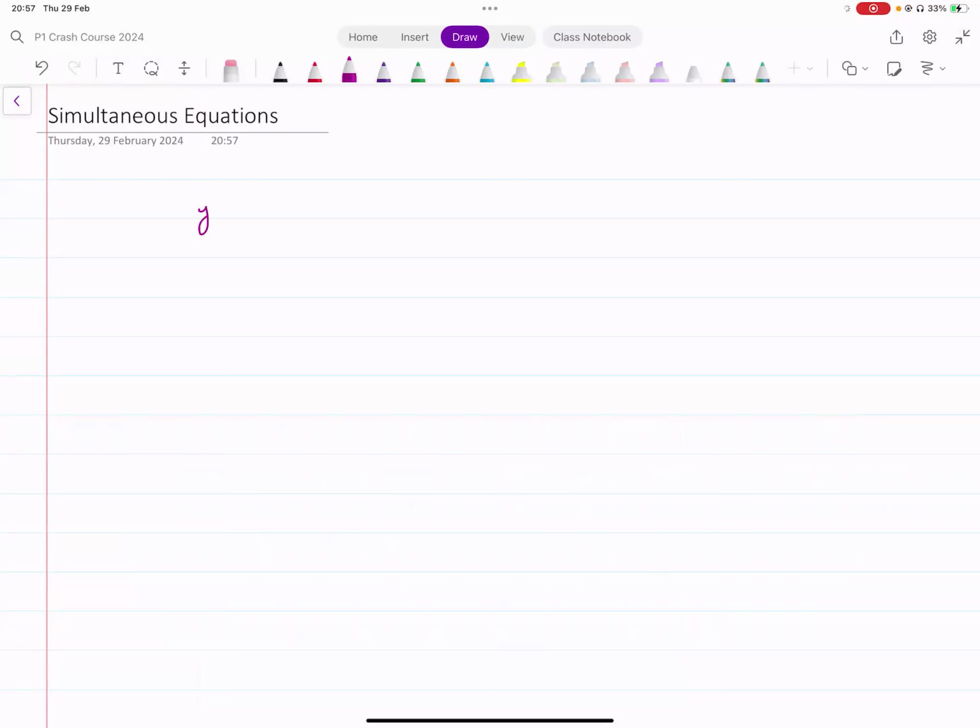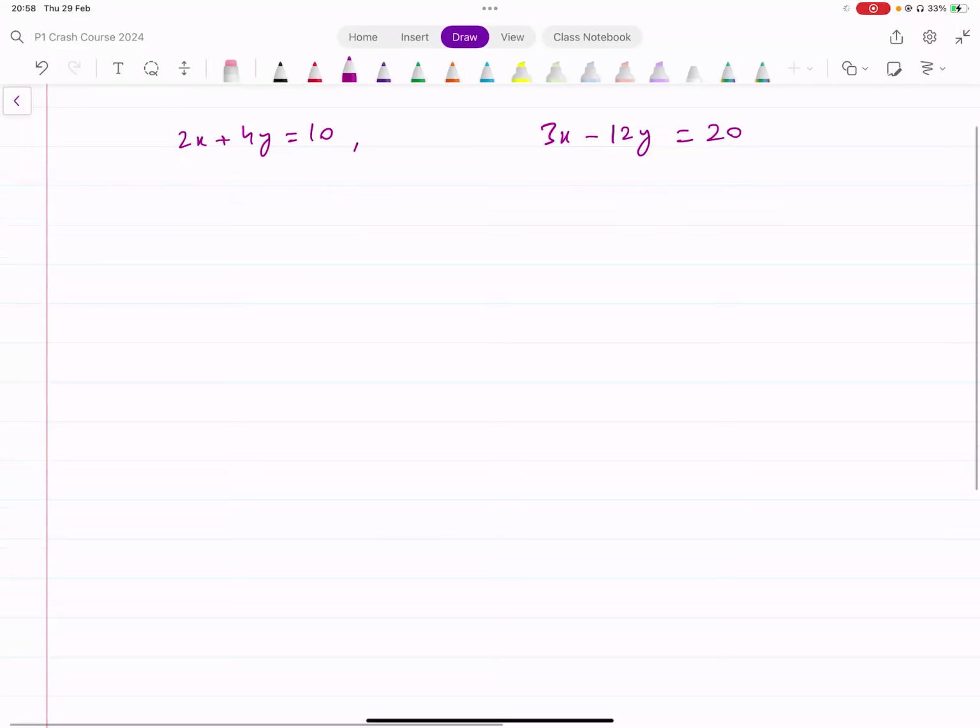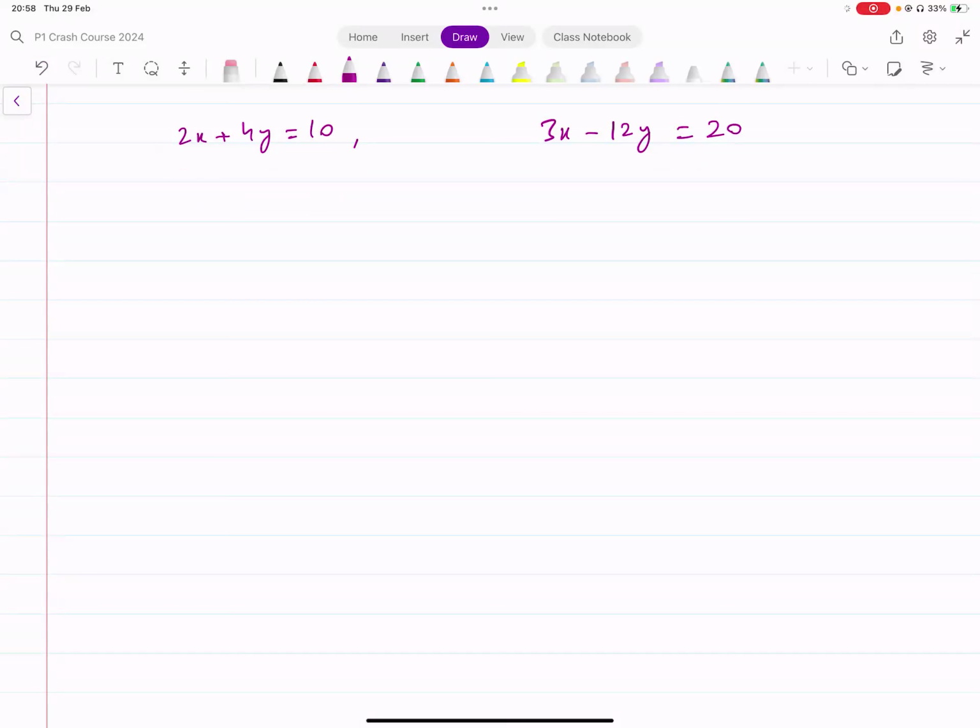If you have an equation that looks like this, let me write them like this first. 2x plus 4y equals 10. And let's have another equation that's 3x minus 12y, that equals 15, or let's say 20. If I have these two equations and I want to solve them simultaneously, how would I go about doing this? Now, there are two ways of thinking about this. One way is elimination and the other is substitution.